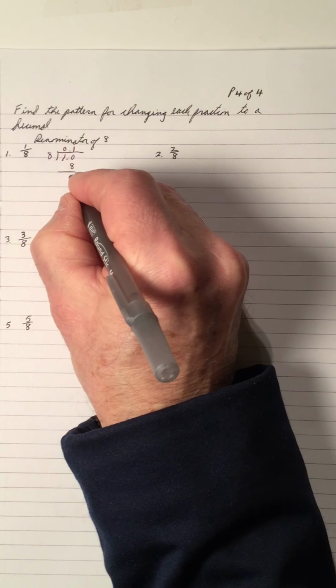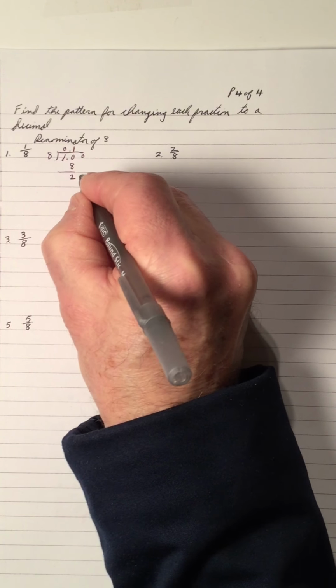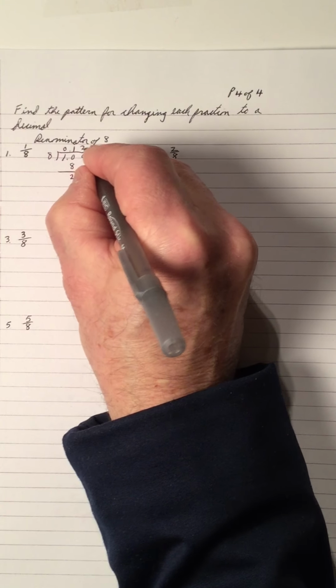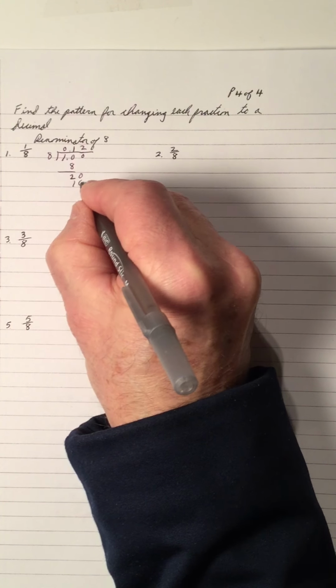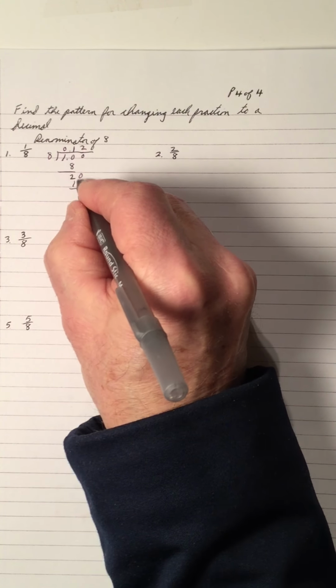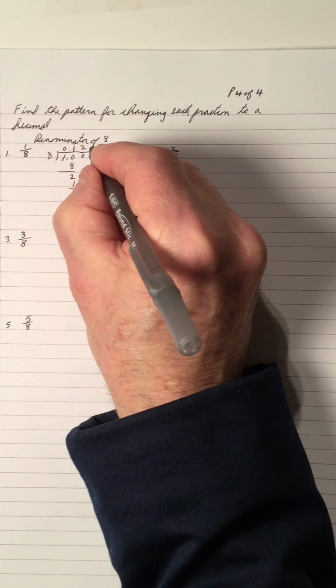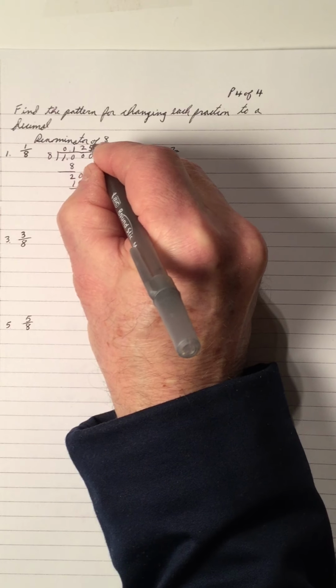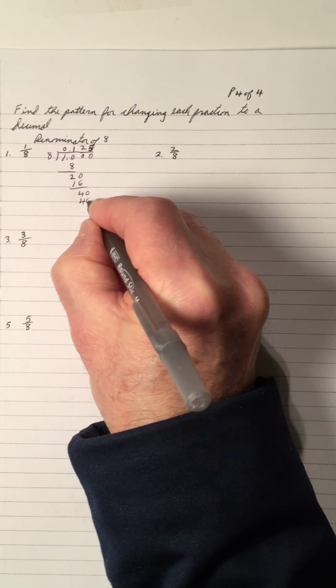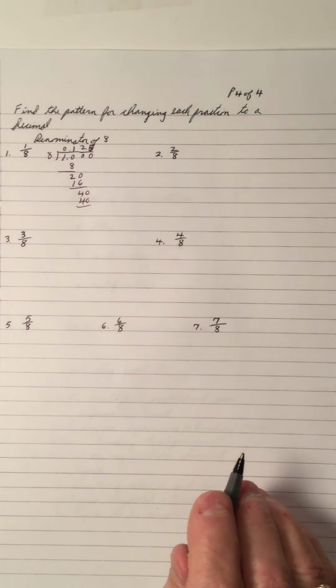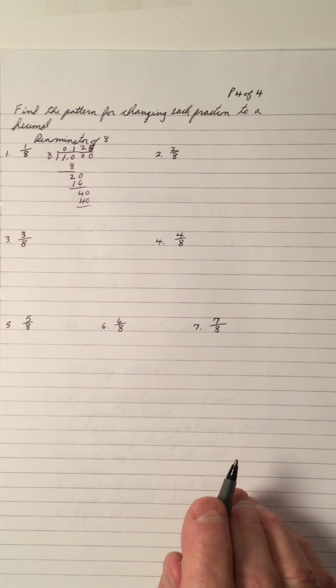Subtract 10, subtract 8 is 2. Bring down another 0. 8 into 20 goes 2 times. We get 16. Subtract, and 20 subtract 16 is 4. Bring down another 0. We get 40. 8 into 40 is a 5. So 1/8 is decimal 0.125.